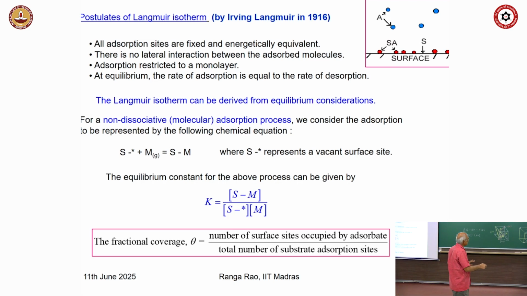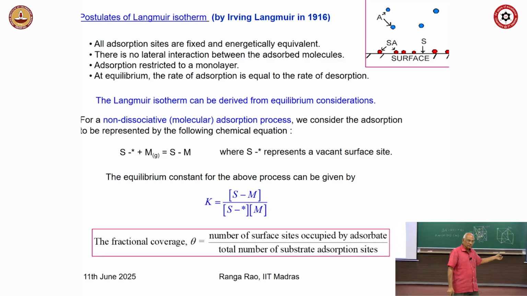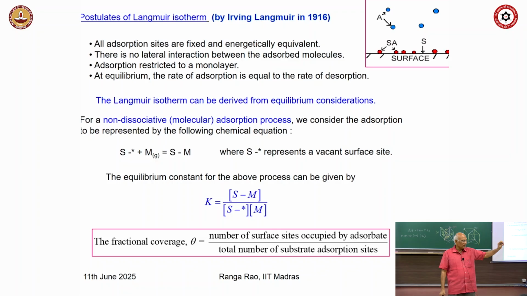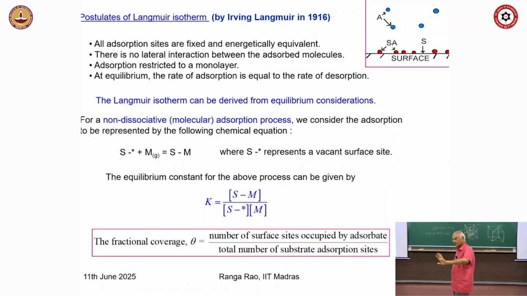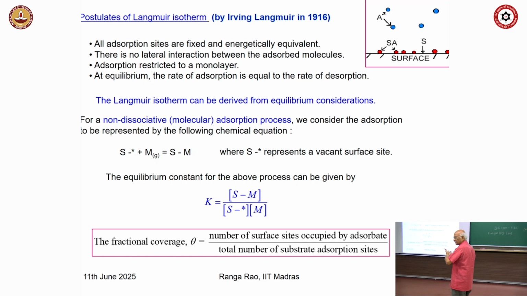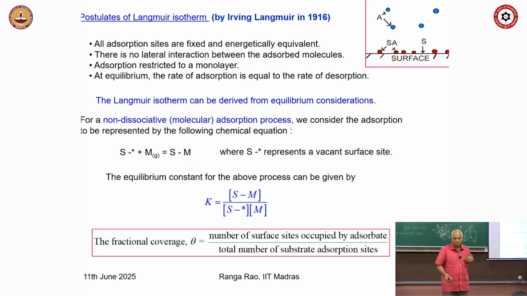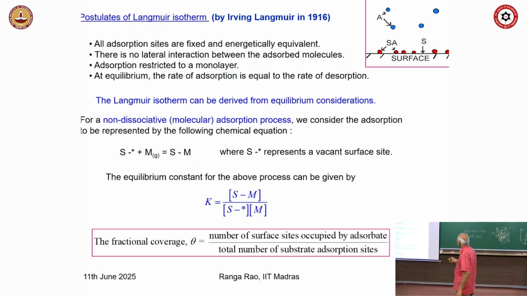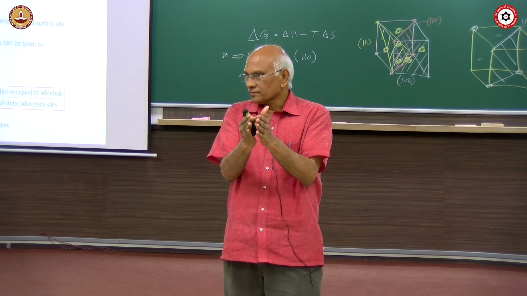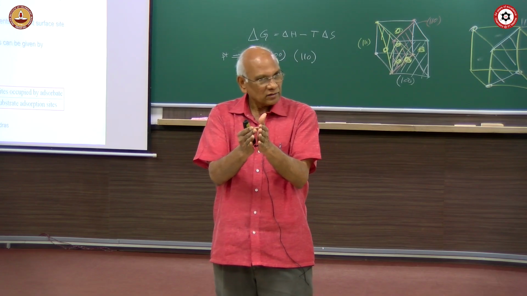All adsorption sites are fixed and energetically equivalent. Just now we saw different sites: bridge sites, 4-fold, 3-fold, and they are not the same. But they didn't have all these techniques to see that 100 years back. Now we have the techniques, so we see this is different, this is different. There is no lateral interaction between the adsorbate molecules. That is also wrong, because when 2 molecules sit close to each other, they repel or attract because of intermolecular forces.